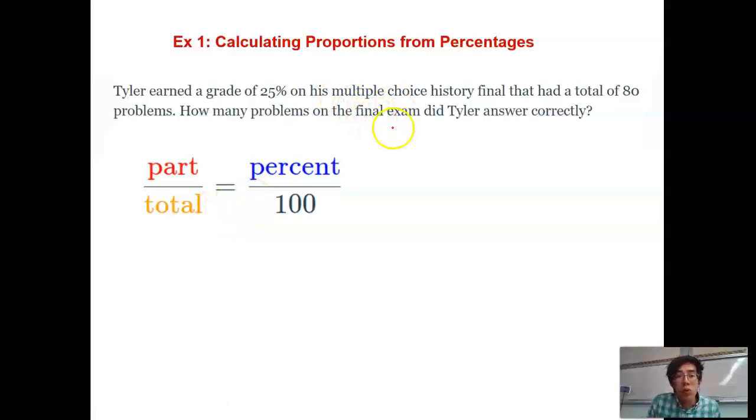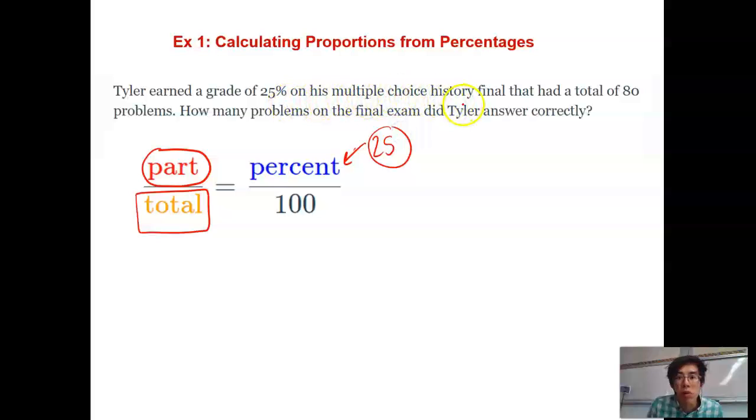What I want you to do is circle the word in the problem that is talking about the part, and box the one that says total. Okay? So let's read this problem again. Tyler earned a grade of 25%, right? That's going to be right here, where you have the percent value.